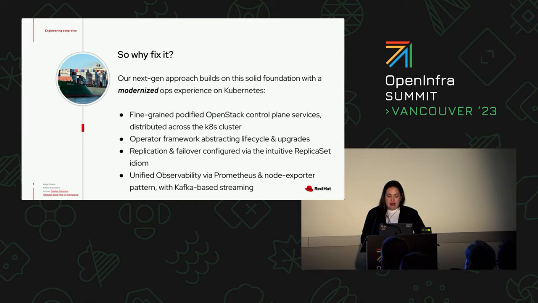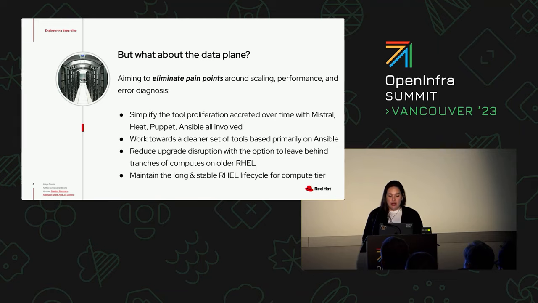Again, we wanted fine-grained OpenStack control plane services. We wanted to leverage the operator framework available in OpenShift. We wanted replication and failover available at the control plane for those services. And then we also want to provide additional observability for the full stack. A lot of that is coming up, and I'm highly plugging other Red Hat sessions in this summit where we're also going to talk about observability and how we do a lot of this. And then what about the data plane?